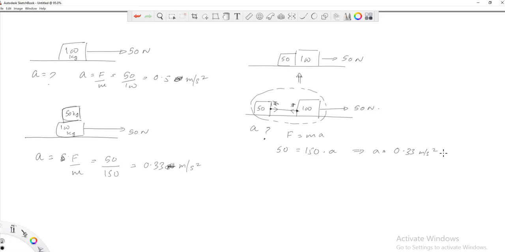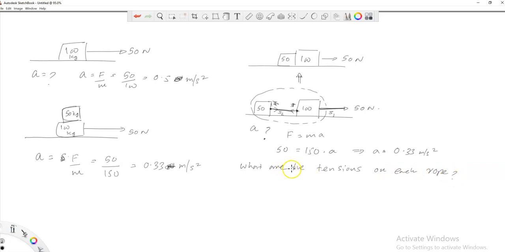Now I'm going to ask you another question. So let's say this is my rope 1, or string 1, or let's just say S1. This is string 2. My question is, what are the tensions on each rope?